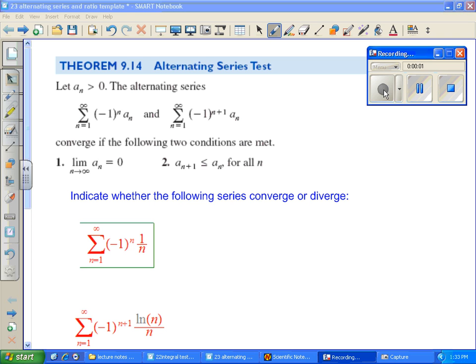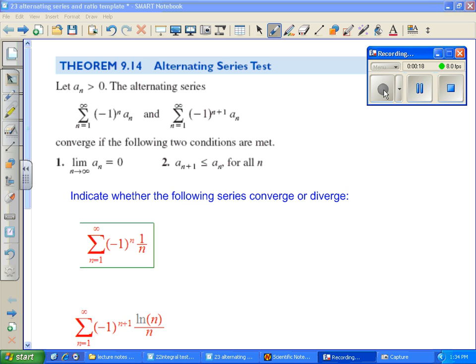So we're going to take a look at the next two tests today. One is the alternating series test, and the other one is the ratio test. By the way, this is also coming from your handout, so if you have that, you don't have to bother writing it. But if you want to write it, of course you can.